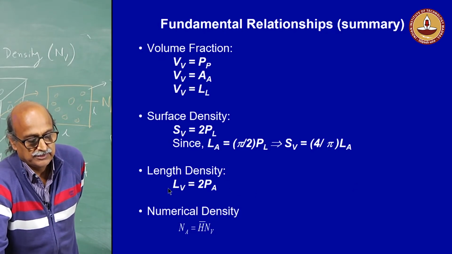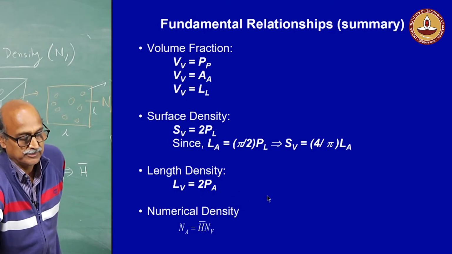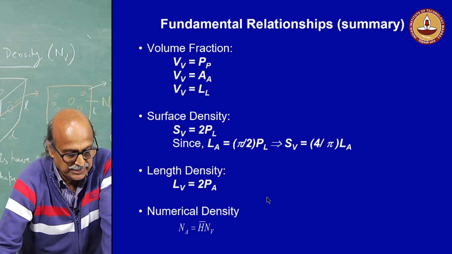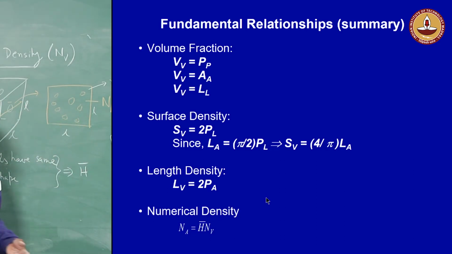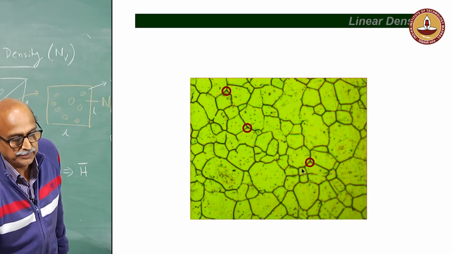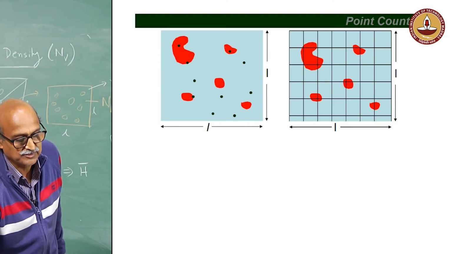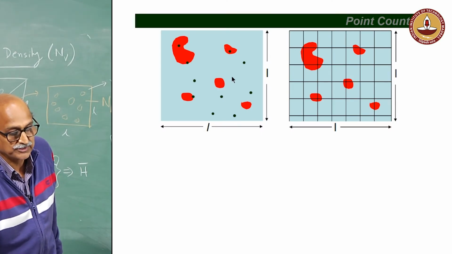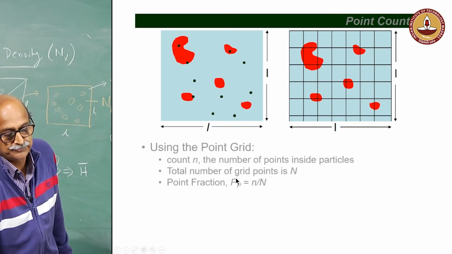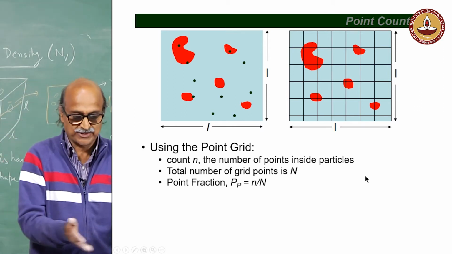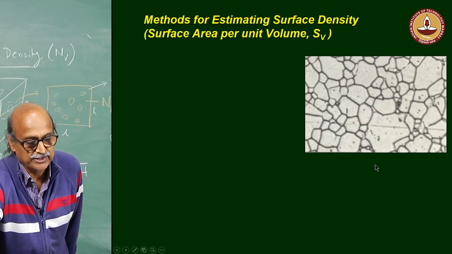Here length density L sub V is equal to 2 times Pa, and numerical density, which is Na is equal to h bar Nv, which we just now derived. Very quickly, we just look and summarize this as well, that if I have to get volume fraction, get a point count by putting a grid and get a point fraction, and that is your estimate of the volume fraction. That we have done repeatedly, I do not have to stay with it.